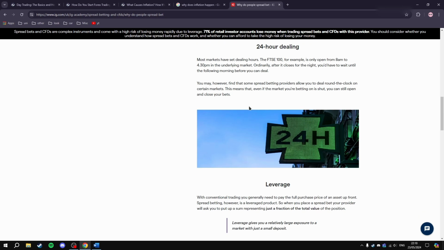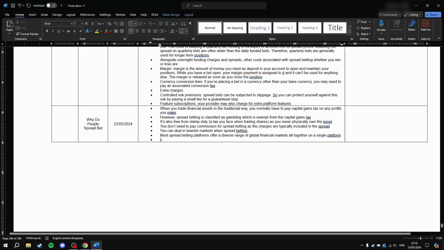24-hour dealing. Most markets have set dealing hours. The FTSE 100, for example, is only open from 8 AM to 4:30 PM in the underlying markets. Ordinarily, after it closes for the night, you have to wait until the following morning before you can deal. You may, however, find that some spread betting providers allow you to deal around the clock on certain markets. This means that even if the underlying market is shut, you can still open and close your bets.